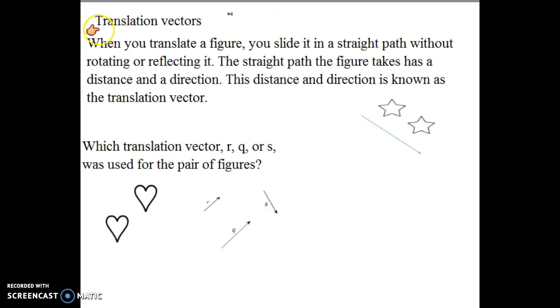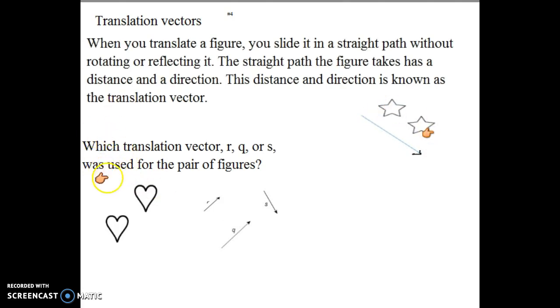And then number 4 is on translation vectors. So when you translate a figure, you slide it in a straight path without rotating or reflecting it. The straight path that the figure takes has a direction and a distance. So the distance and the direction is known as a translation vector. So if we took this figure and we slid it down here, we've got this little vector here. And this is called our translation vector. It shows the distance and the direction that we move the figure.